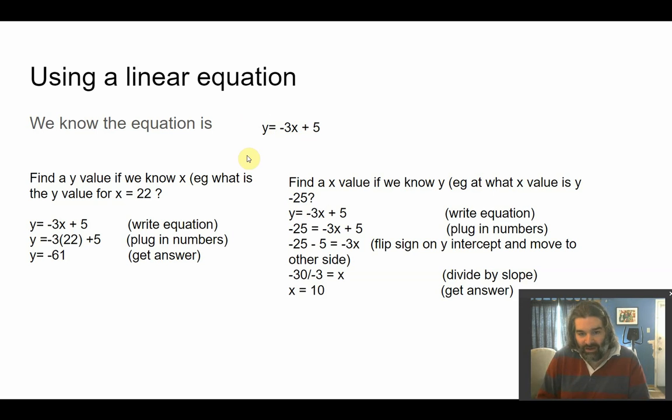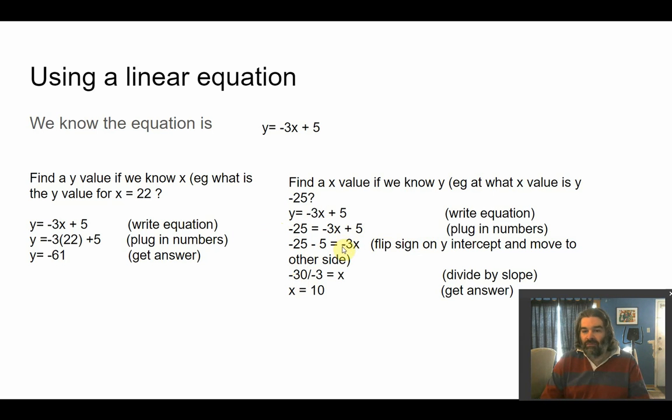It's the same trick, but you just have to do one more step. Write out the equation, plug in the numbers, then you want to get the x by itself. So what you're going to do is flip the sign on the y-intercept and move it to the other side. In math, we tend to say, subtract 5 from both sides. But that tends to get kind of confusing when you move. You lose track of what am I doing with it? So the easiest thing is just flip the sign, put it on the other side, and then just do what it says. Minus 25 minus 5 is minus 30.